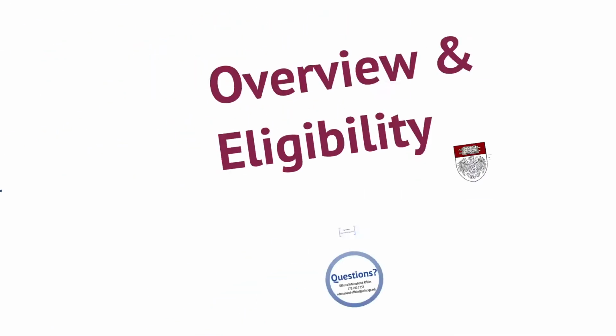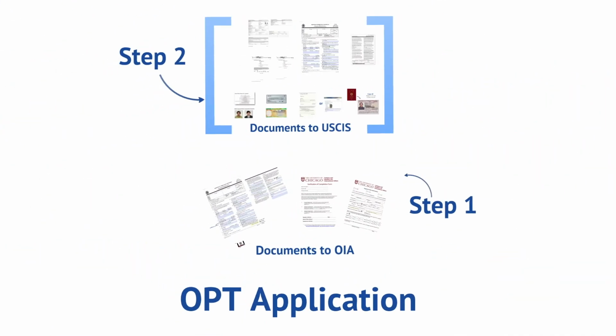So if you want a summer internship and you're applying for OPT, it's supposed to start July 15th, then you would apply around April 15th. So moving on now to the OPT application. So how do you apply for OPT?